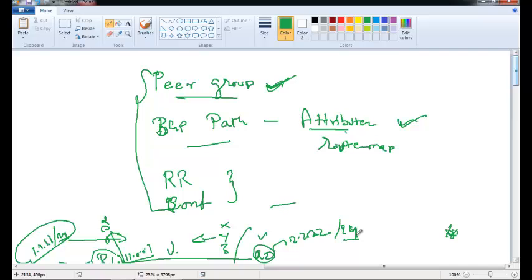CEF is a part of layer 3 switching. Sorry, layer 3 switching. It is there in the switching topic. It is coming in the next week.